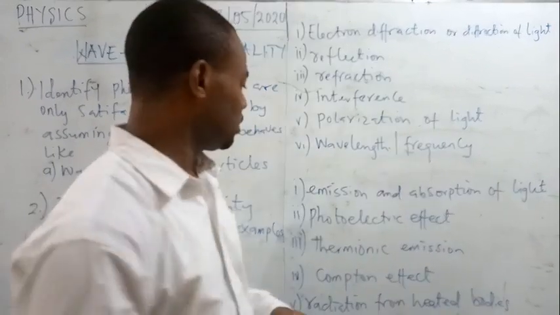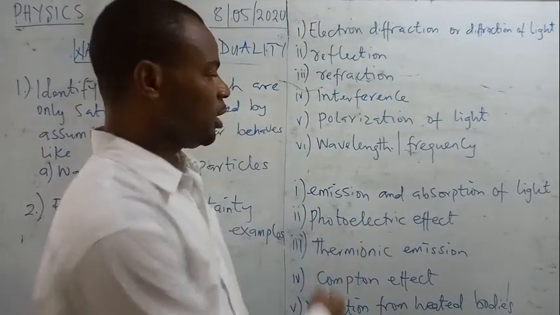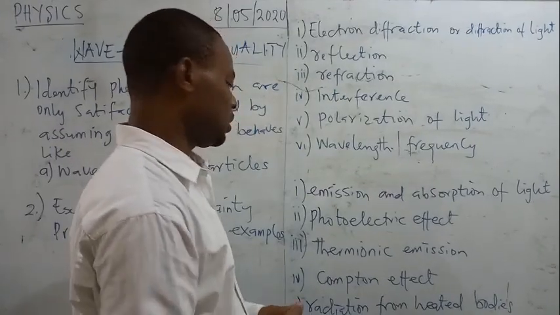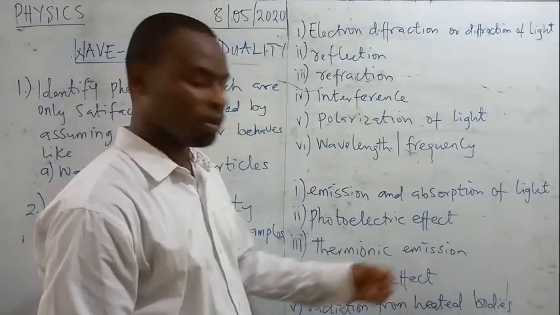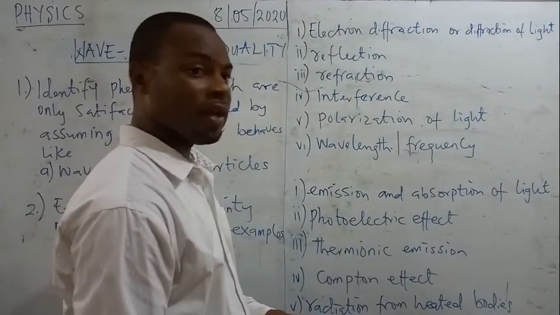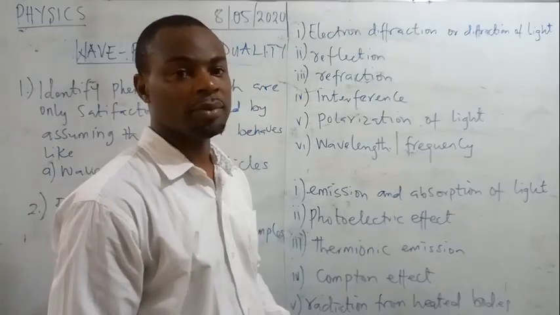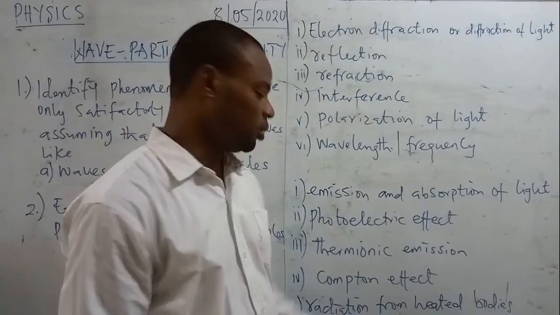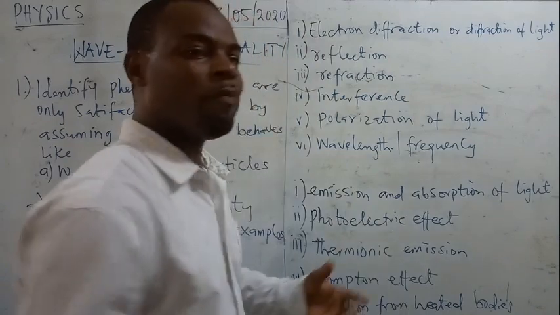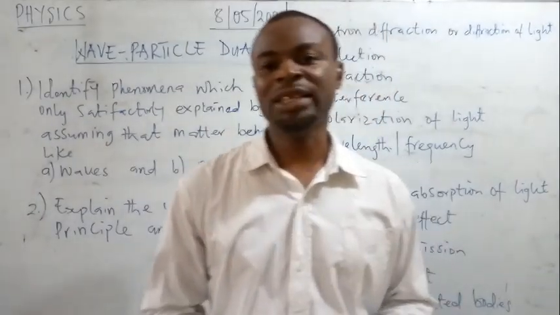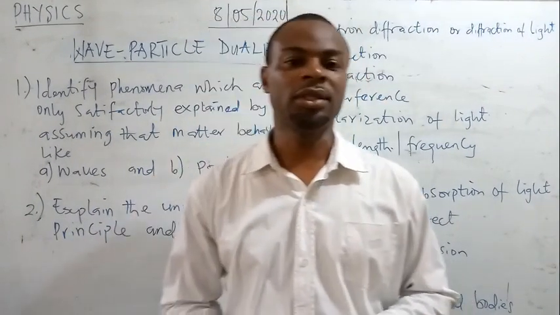Now, the phenomena that we can rightly explain by assuming that matter behaves like particle include: I, emission and absorption of light; II, the photoelectric effect; III, thermionic emission; IV, Compton effect; and V, radiation from heated bodies. This is also called the black body radiation. This wave-particle duality was suggested in 1924 by a man called Louis de Broglie.